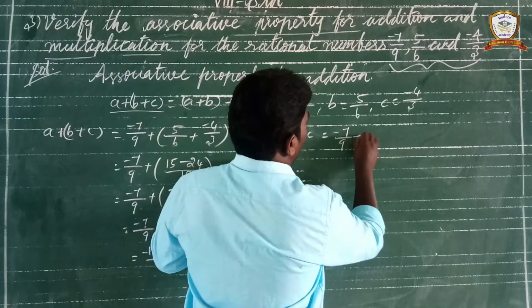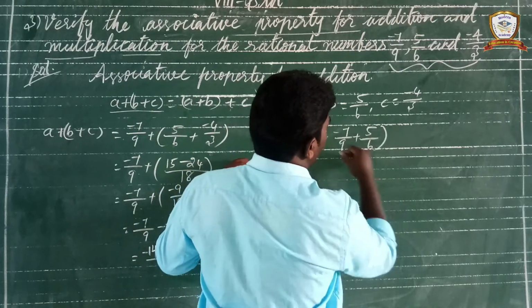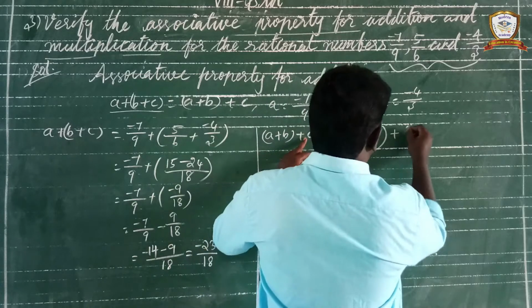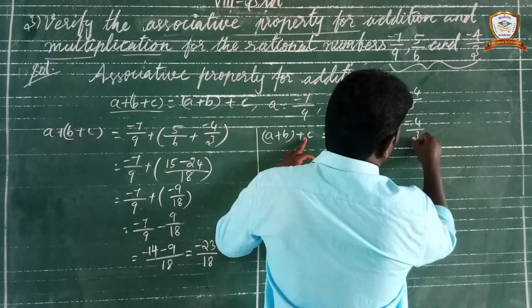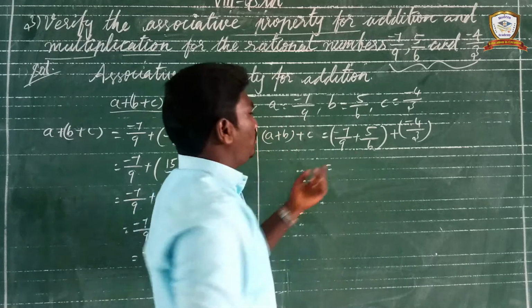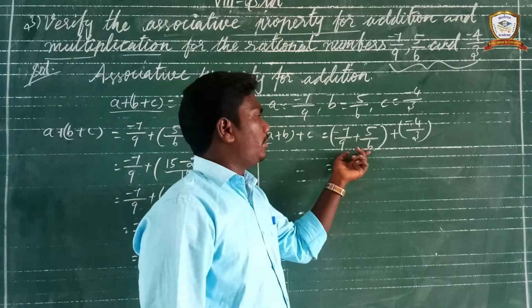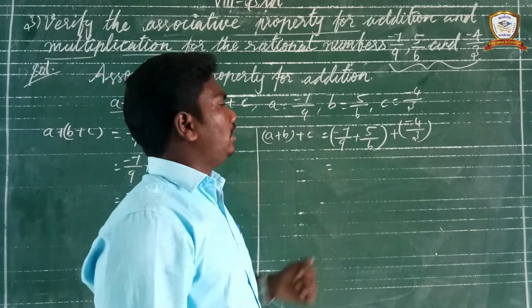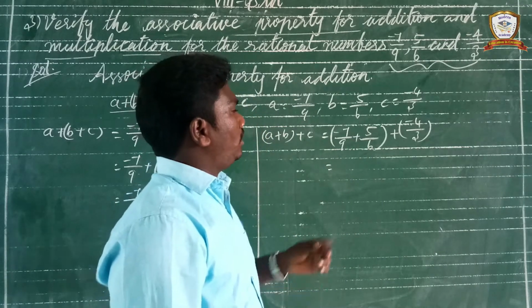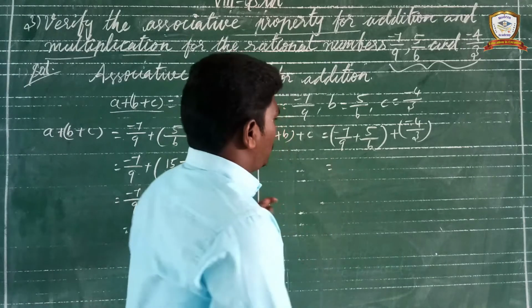Minus 7 by 9 plus 5 by 6, the next plus C, minus 4 by 3. So first we take both also. First we want to add minus 7 by 9 plus 5 by 6. So here the denominator is different. So you take LCM or cross multiplication. So here take cross multiplication.